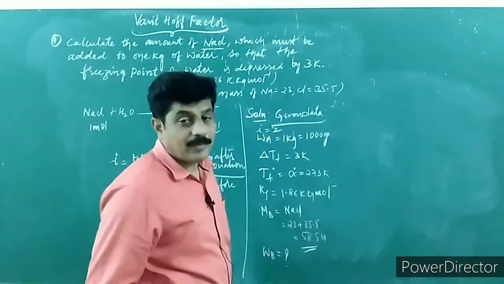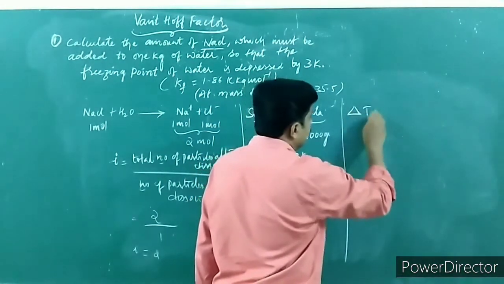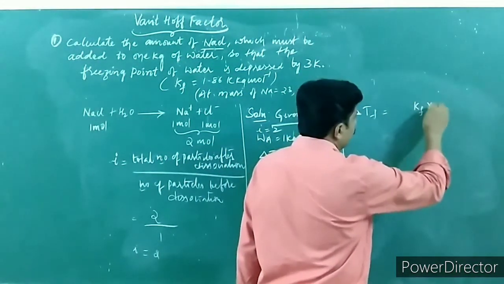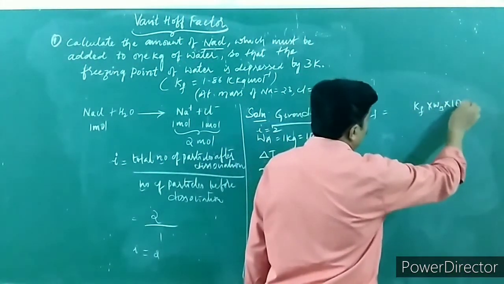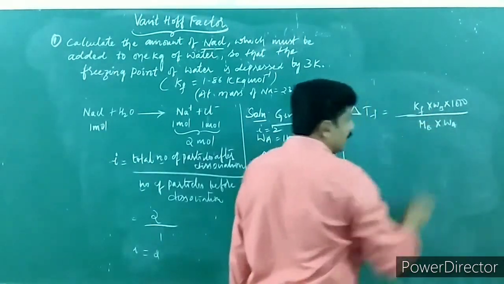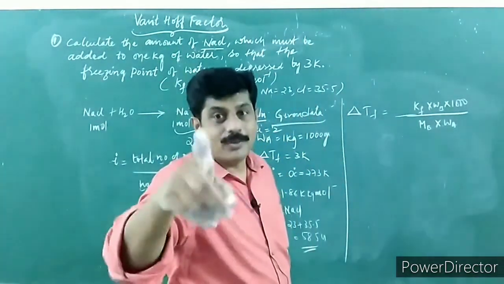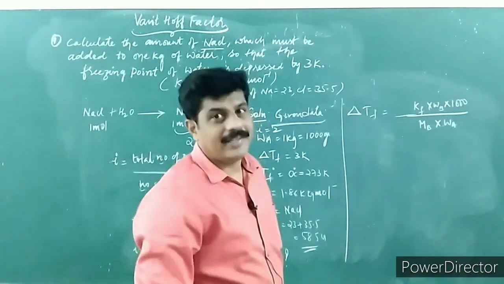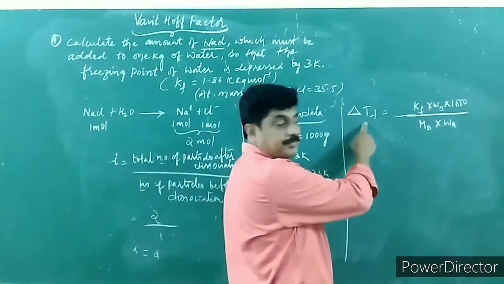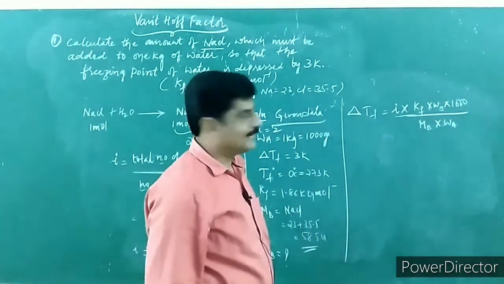Children, now you know the formula for depression in freezing point. Delta TF is equal to KF into WB into 1000 upon MB into WA. Now, as it is an electrolyte which undergoes dissociation, we need to include the Van 't Hoff factor. You have to modify the formula for the colligative property. Look here, I modified the depression in freezing point by inserting the Van 't Hoff factor i. Hope you got it, right?